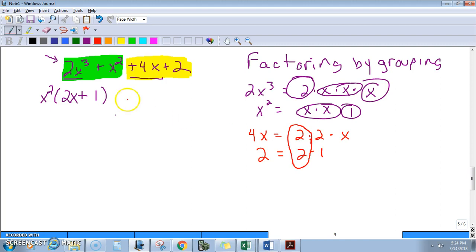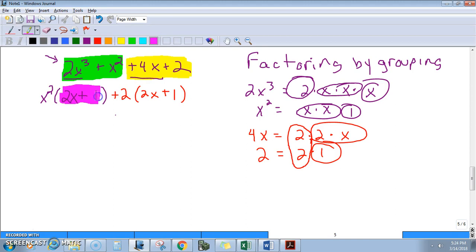They both have 2 in common, right? So over here, I'm going to factor out that positive 2, parenthesis, and then I still have 2x left over from the 4x, right? 2x, and then plus, and then what's left over here is a 1, right? And then look, you guys, check this out. This is 2x plus 1, and this is 2x plus 1.